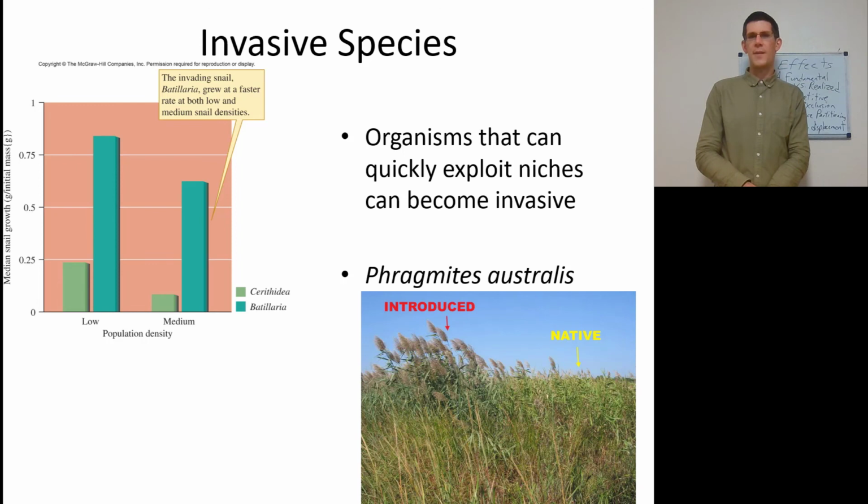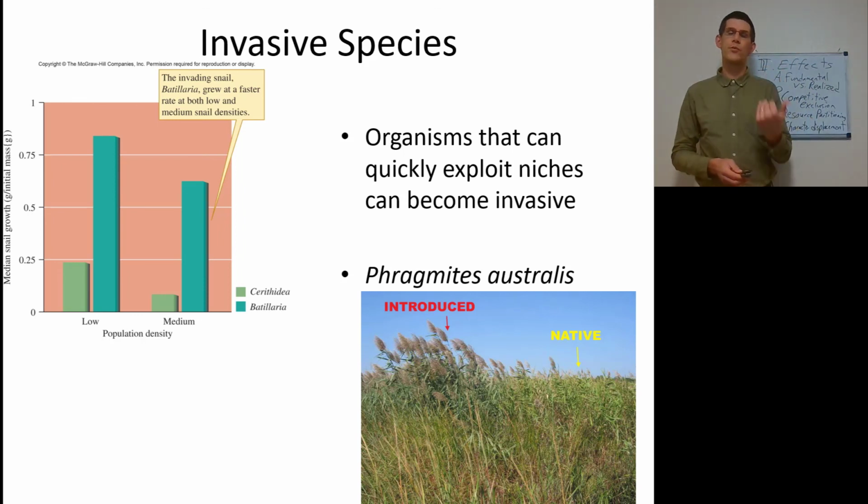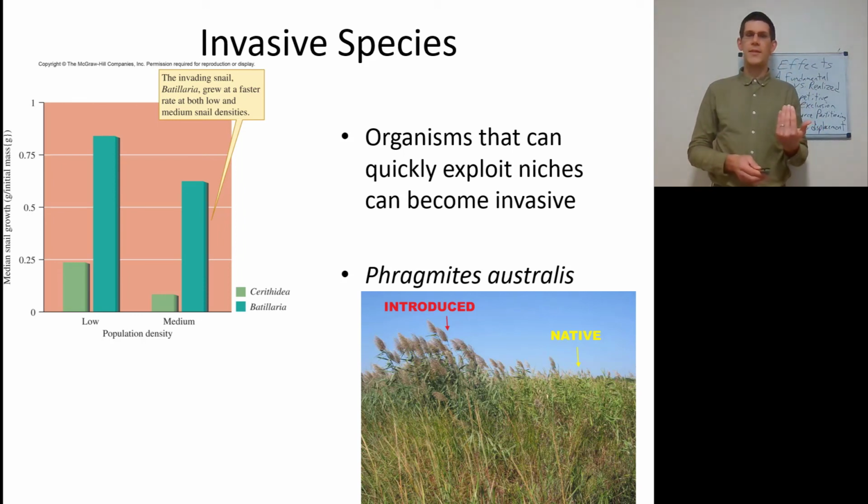Phragmites australis is this type of reed, and the native ones do not grow that fast, but the introduced ones spend a lot of their energy into growth and reproduction, thus they outcompete the native species. So we see here how invasive species compete with native species, and if that invasive species is going to be more competitive, is going to be a faster grower or a more prolific reproducer, then it's going to have that resource partitioning, and it's going to have that competitive exclusion effect through the priority effect.